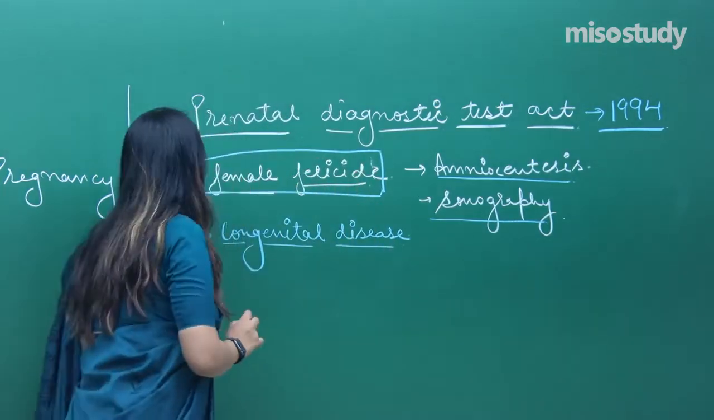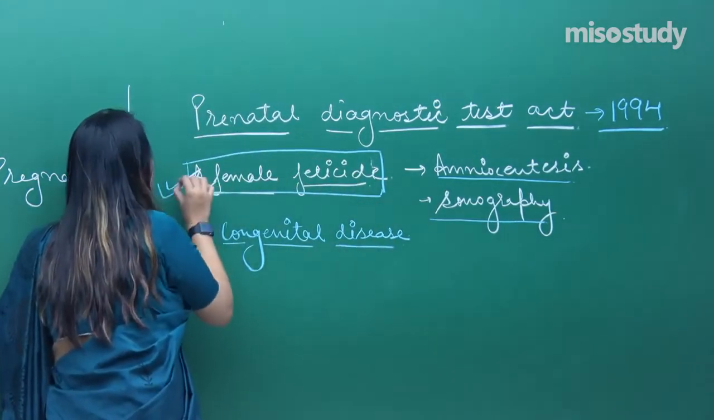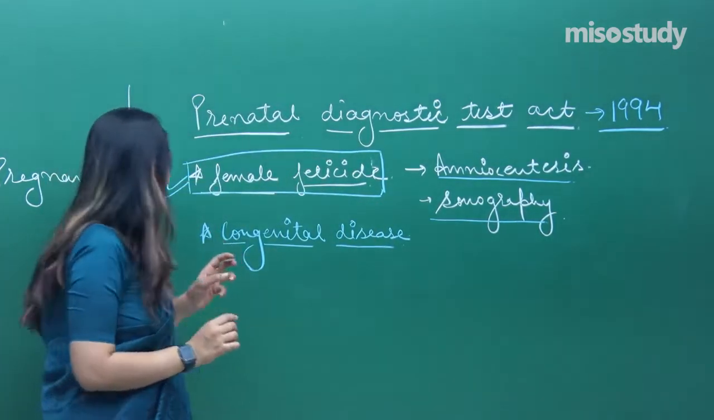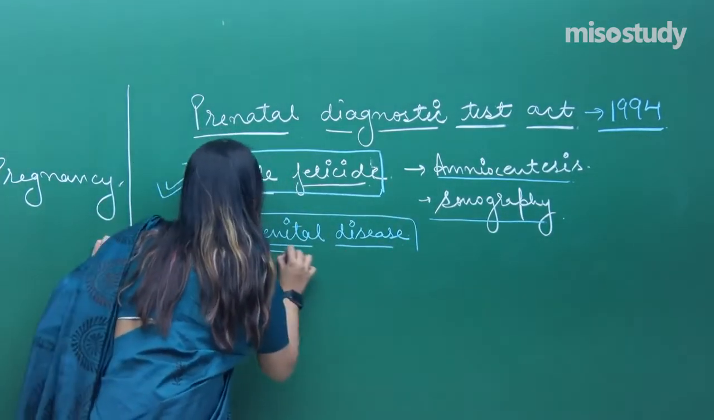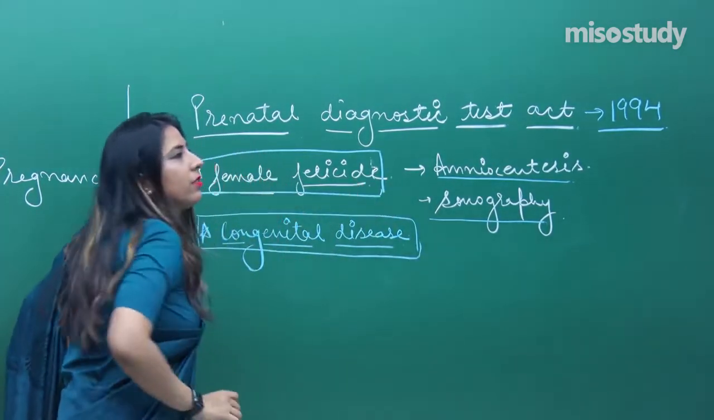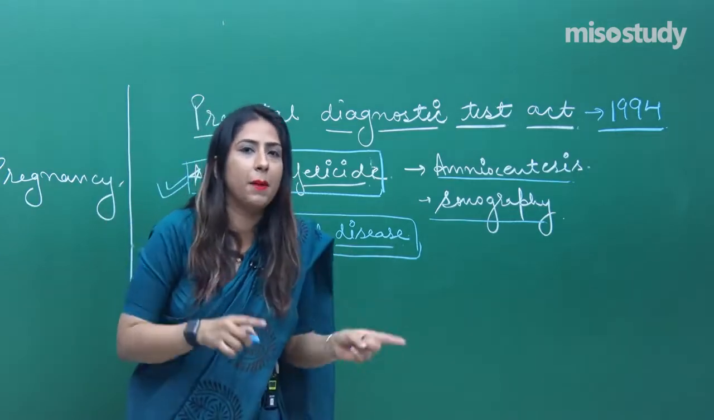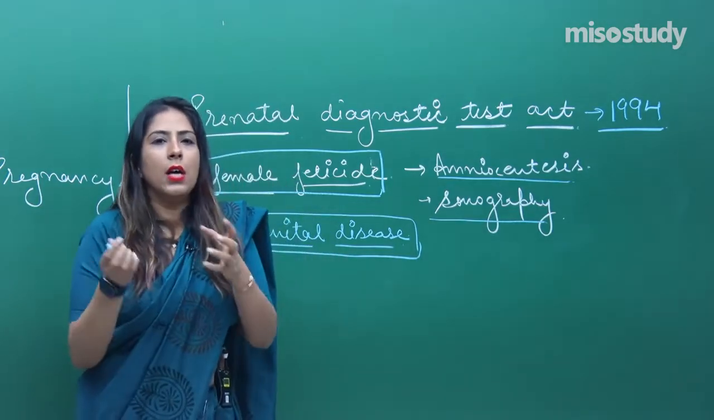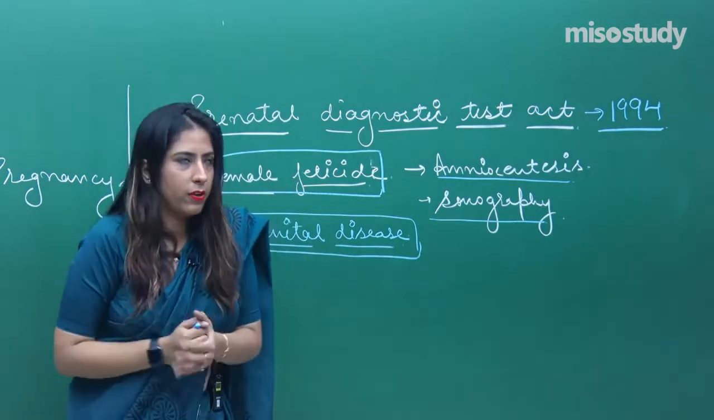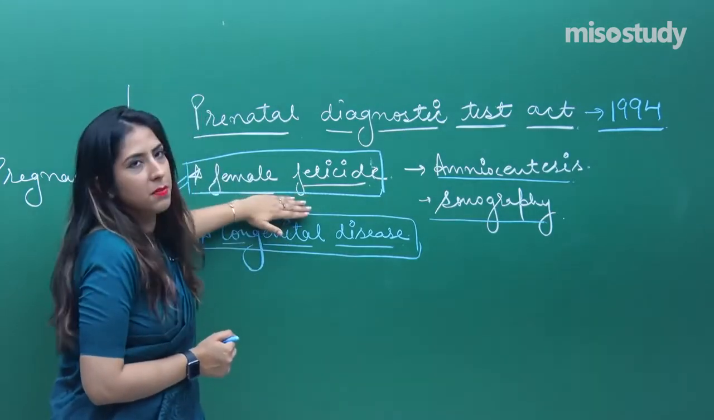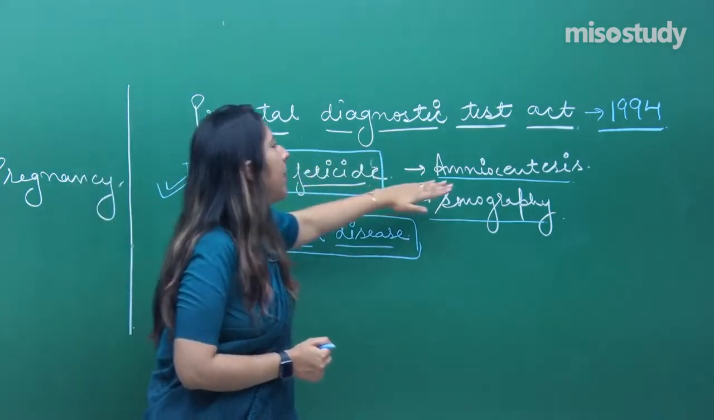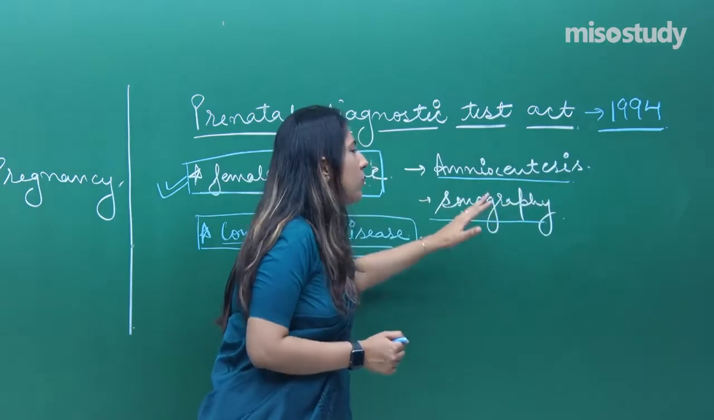Next, you need to talk about why people go for this. People go for this because the child may be having some kind of congenital disease, or because of some problems related to rape, or when there is failure of contraception, right? These are the two things, right? And you have to explain about female feticide and the methods, that is amniocentesis and sonography.